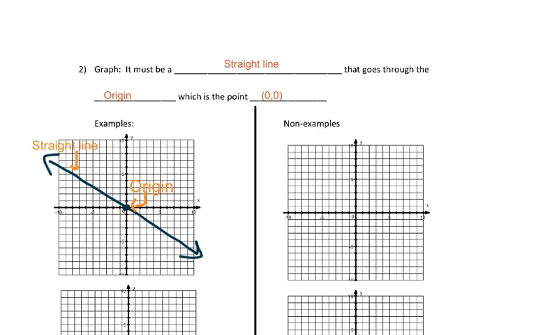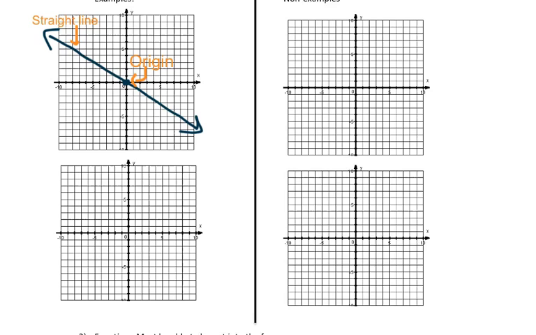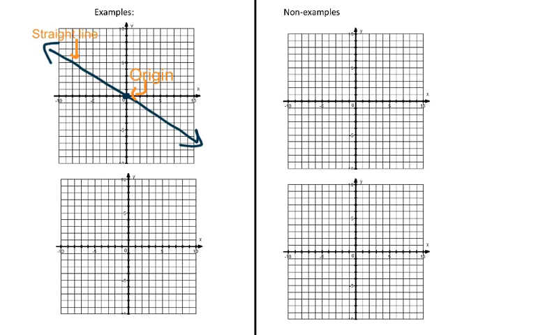Now, it doesn't matter if the line goes down from left to right or up from left to right. Again, the only two rules are that it is a straight line and it goes through the origin. So here's another example down here where the point that is the origin is going to be on the line that I draw. So as long as those two rules are followed, then it is a proportional relationship.